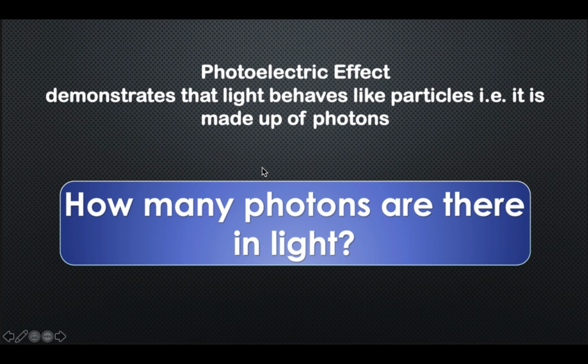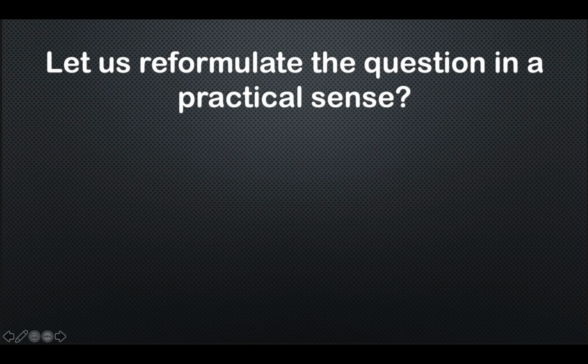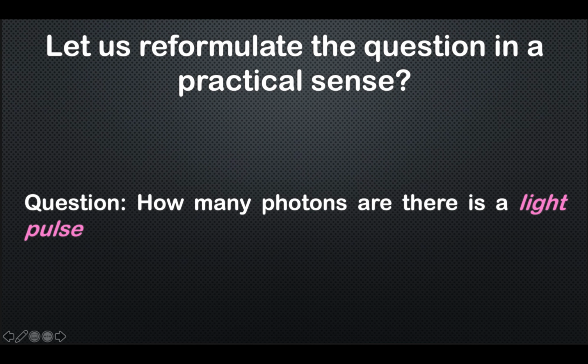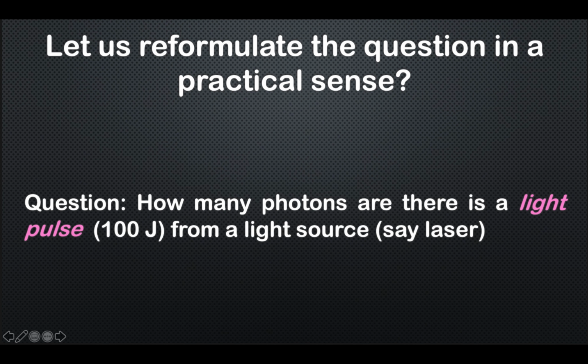Last time we talked about the photoelectric effect, which demonstrates that light behaves like particles, that is, it is made up of photons. So the question arises, how many photons are there in light? To answer this, let's reformulate the question in a practical sense. The question now becomes, how many photons are there in a light pulse of energy 100 joule from a light source, say a laser, of wavelength 450 nanometer.